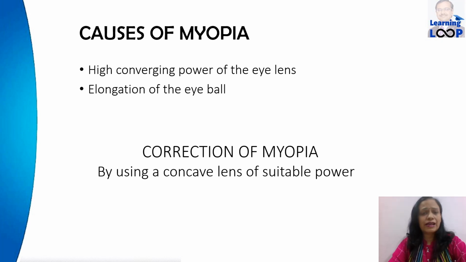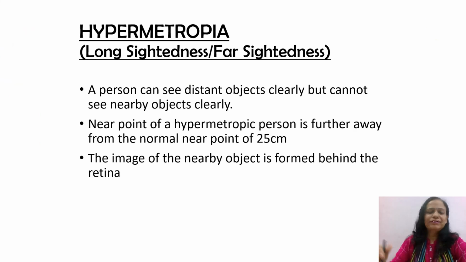These diagrams that I have shown you are very, very important for your exams. Make sure you practice them well enough, because many times a 5 marks question based on these defects is seen in the question paper. The next defect that we are going to talk about is hypermetropia.